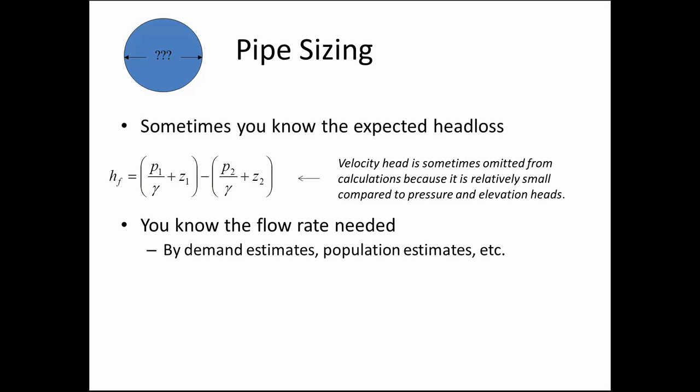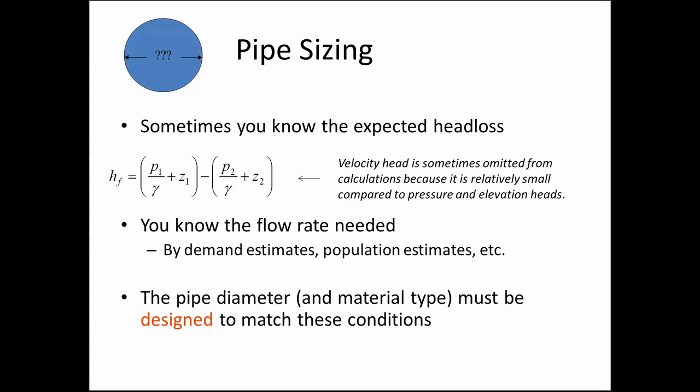Let's say that you know the flow rate that has to go through a pipeline. That may be because you've done some population estimates and you know what the flow demand is going to be. For whatever reason, you know what Q should go through the pipe, but what you don't know is how big the pipe needs to be. You know how much head loss can be tolerated because you know how big a tower is going to be and what pressure is needed at someone's house. So you know the head loss tolerance and you know the flow rate, but you need to design the pipe diameter and choose a material type.